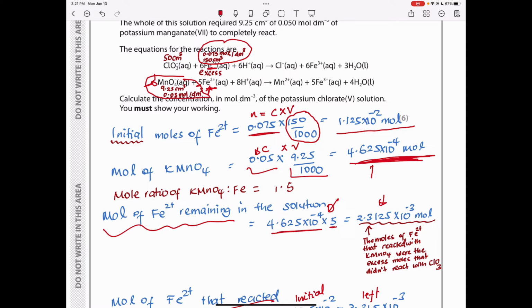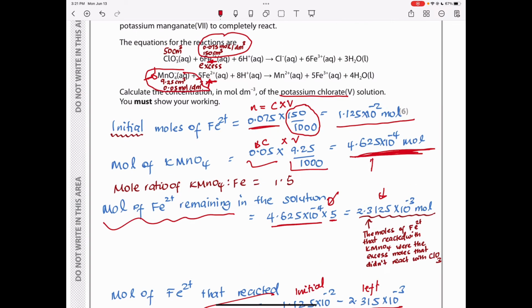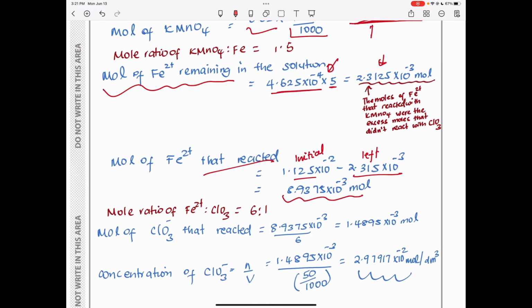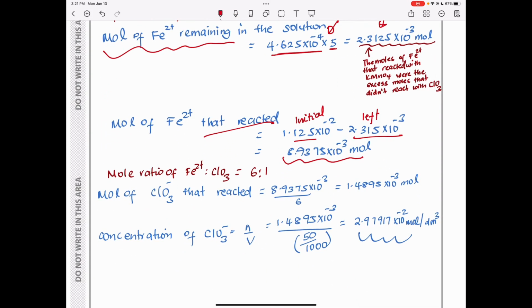So again, this question, remember, asked us to find the concentration of potassium chloride. Since we now know the iron 2 that reacted in here, we're going to use the mole ratio, which is 6 to 1, iron 2 to chloride. Here, this is 6, here 1, and that is going to be 6. So if we have the number of moles of this one here, we can divide it by 6 to find the number of moles of chloride. So here, we have the number of moles from above, divide them by 6, and we get the number of moles of chloride.